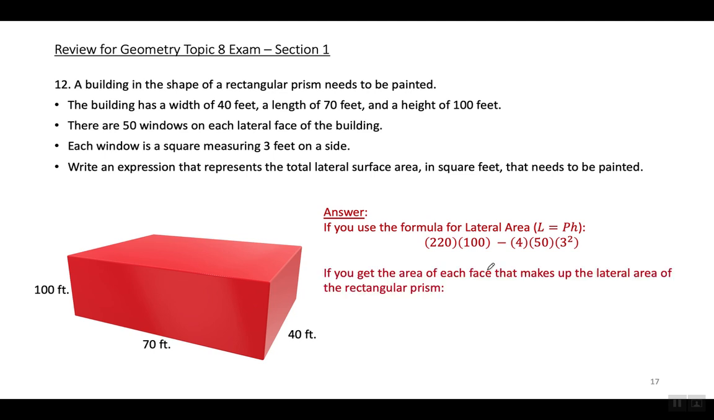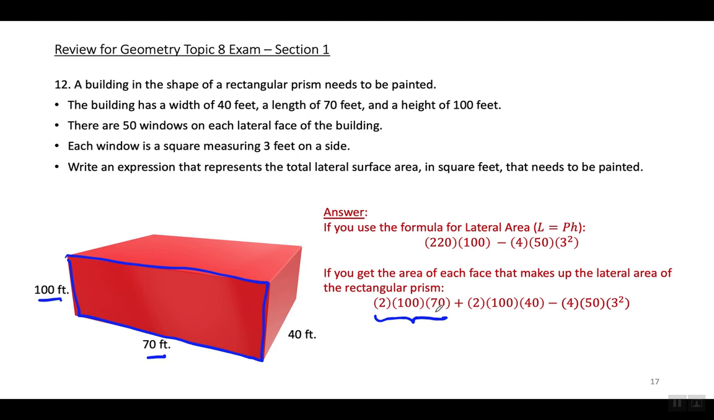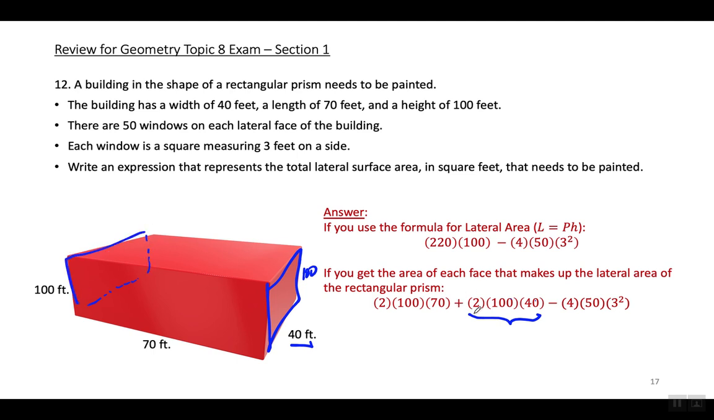If you do it that way, this is how you could write it. And by the way, this is how it's on the test, so this is the important part. If you get the area of each face that makes up the lateral area of the rectangular prism, you could write it like this. Let me break this down so that it doesn't look confusing. This part represents this face, 100 times 70. And since there's two of them, the one in the front and the one in the back, you multiply it times two. Now this one represents this face on the side, which is 40 times the height, which is 100. And since there's two of them, this one and the one on the other side, you multiply it times two.